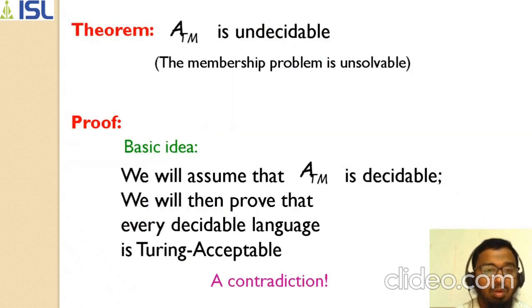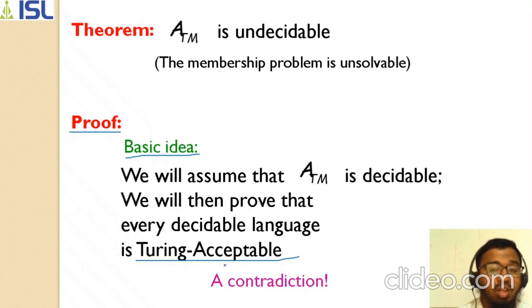Now, a Turing machine is decidable. The membership problem is unsolvable. Proof: the basic idea is that we will assume A_TM is decidable. We will then prove that every decidable language is Turing acceptable. Whatever is decidable is Turing acceptable. This is a contradiction.